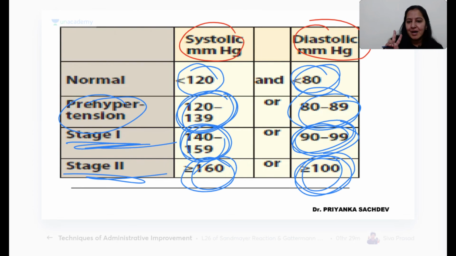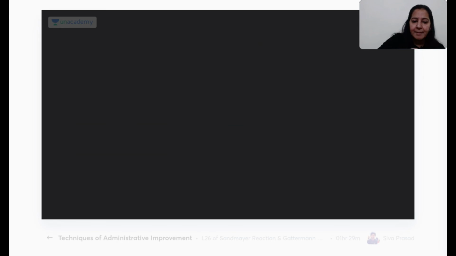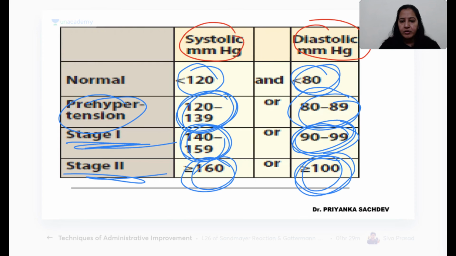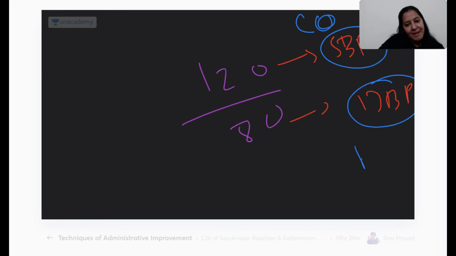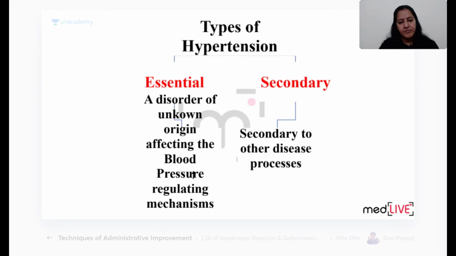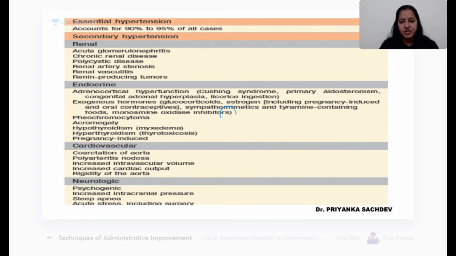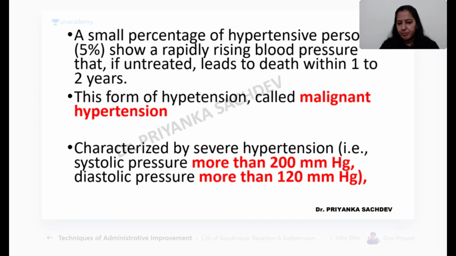Now, hypertension has two components. You already know the formula: blood pressure is cardiac output times peripheral resistance. You have already learned all this in physiology, so I'm not covering it. Here systolic blood pressure is controlled by cardiac output, and diastolic blood pressure is managed by peripheral resistance. So I'm leaving the physiology portion and coming directly to the pathology portion.